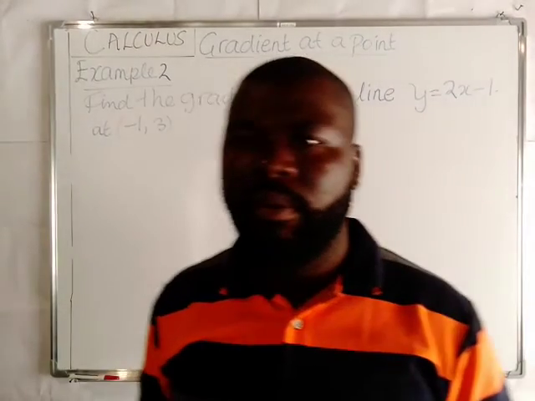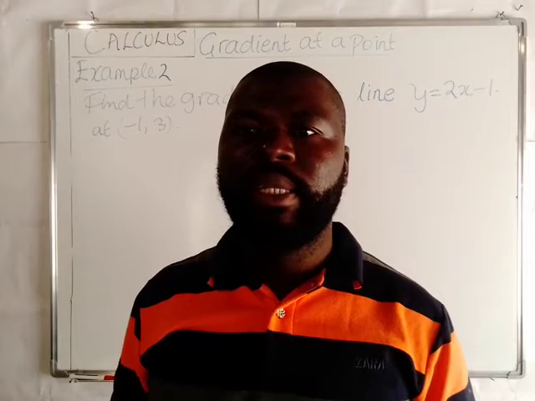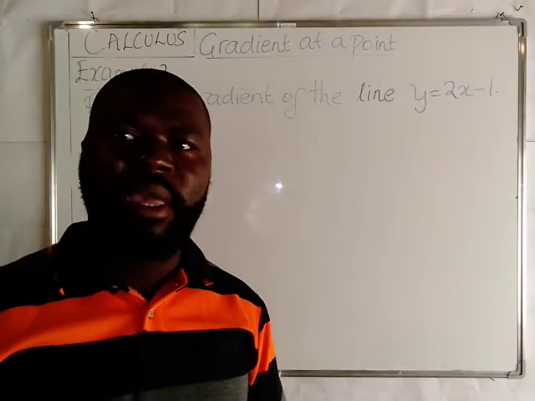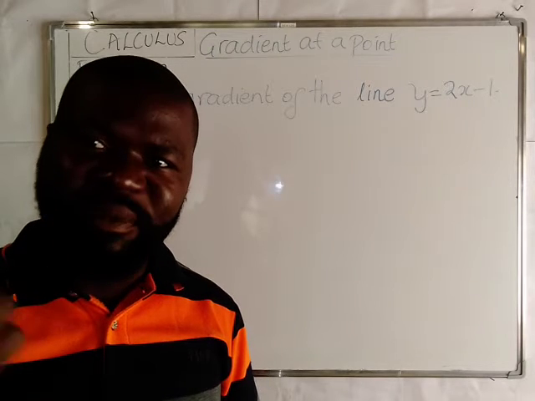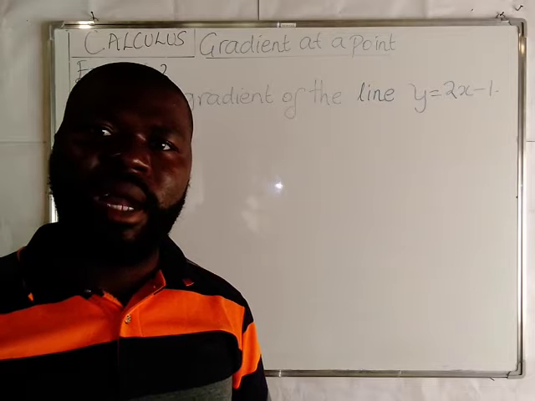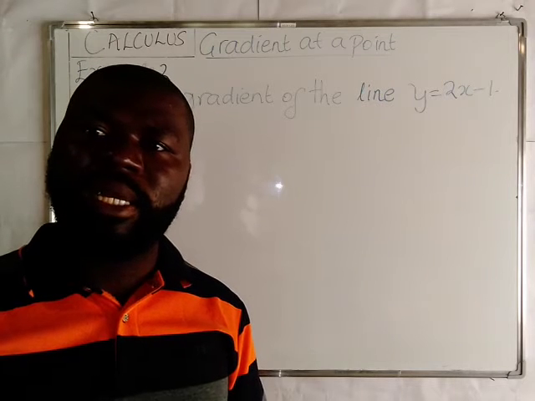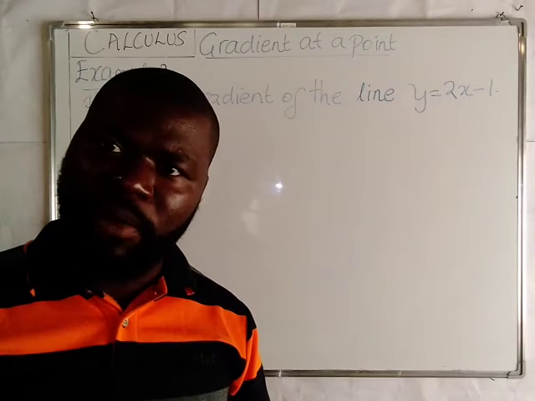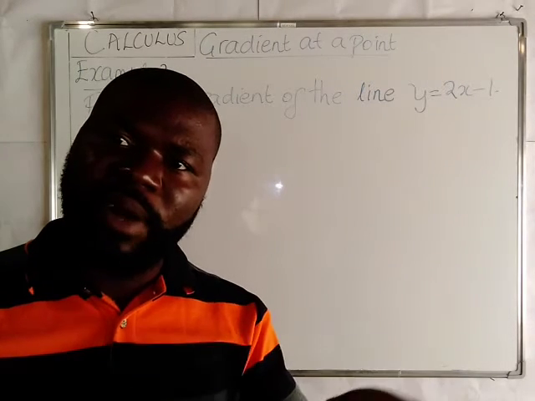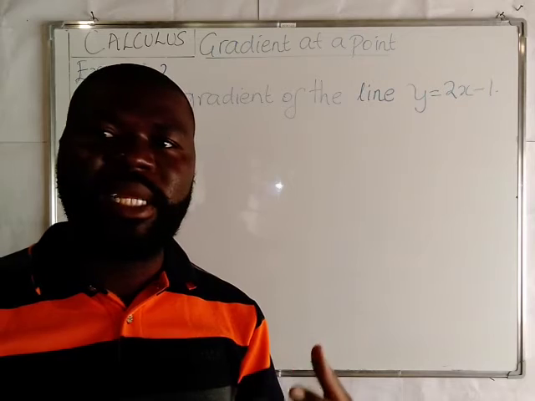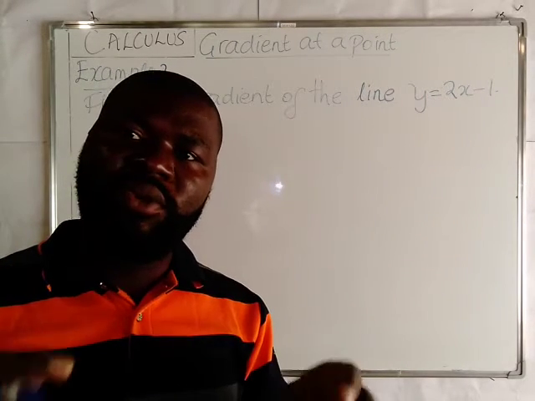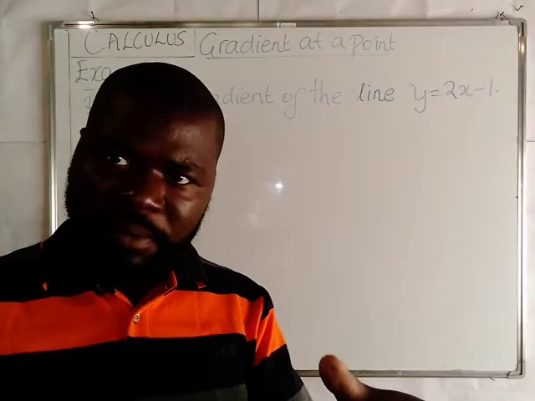Welcome back. We are continuing our discussion on calculus, where we are looking at the gradient of a function at a point. In our earlier example, we looked at the gradient of a curve at a point. When you are looking at the gradient of a curve at a point, as usual, you need to differentiate. When you differentiate, you get the gradient formula.